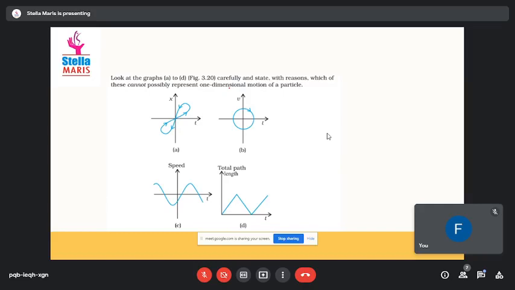So if you answer quickly, we can go to the following topics. So what about A? Is it one-dimensional motion or not? Anyone? What about Jayashri?